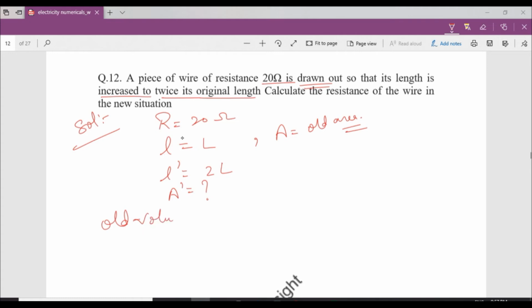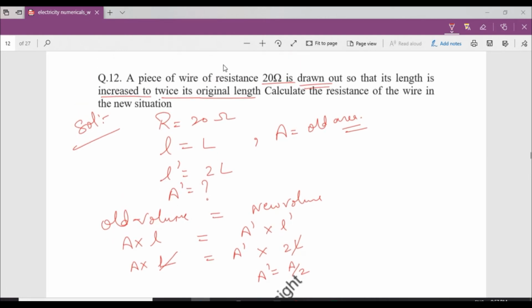Again the volume remains the same. Old volume is equal to new volume. So old volume we can write as old area into old length, and new volume we can write as new area into new length. So old area is A, and L is capital L. The new area we need to evaluate, and new length L dash is 2L. L cancels with this L. So A dash comes out to be A by 2.